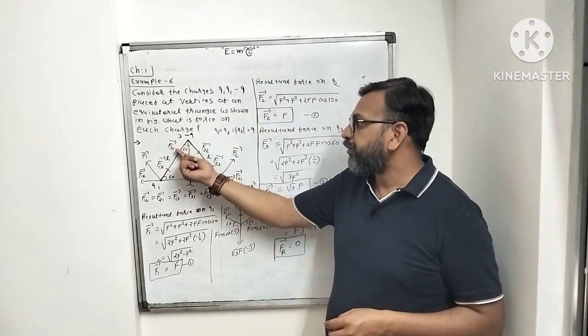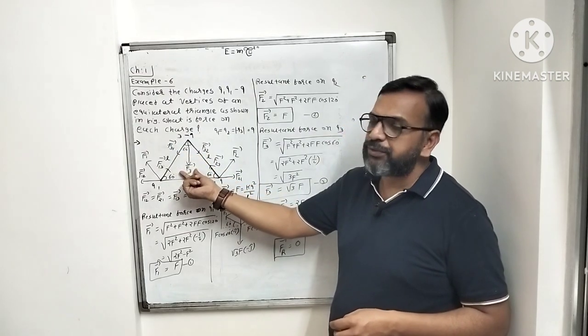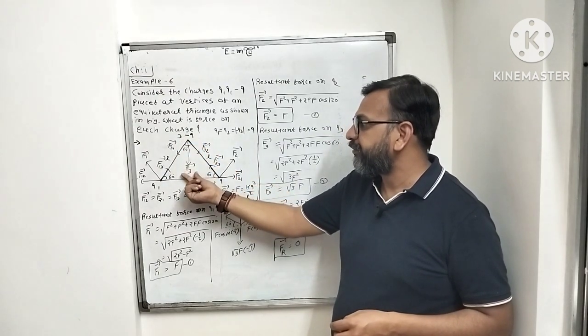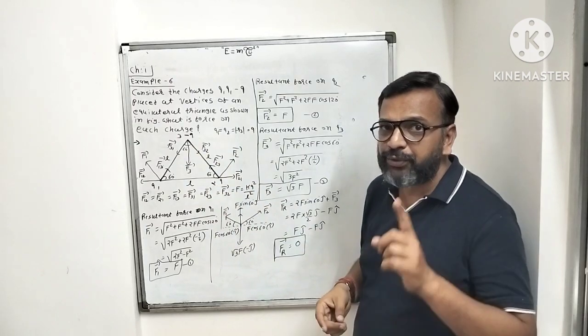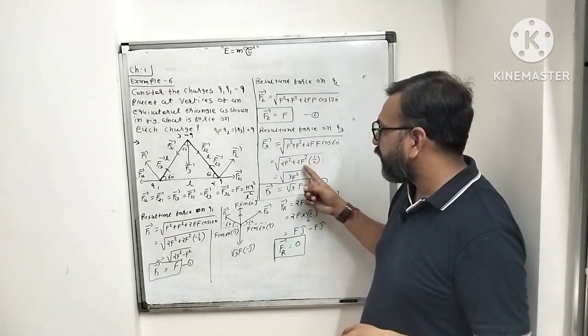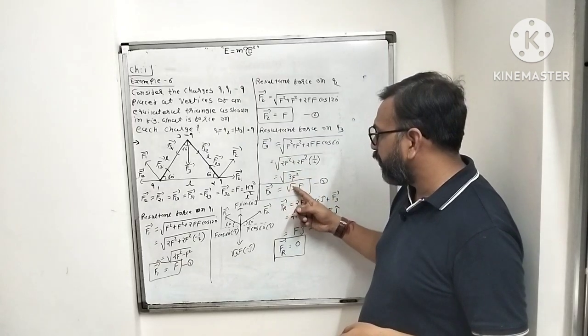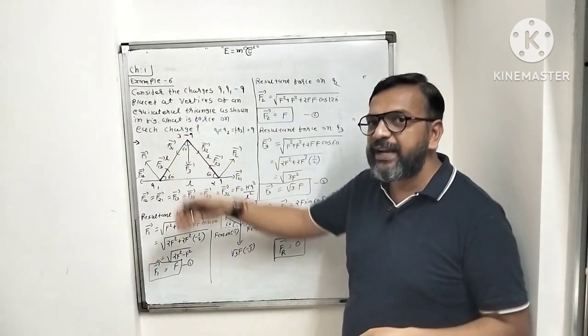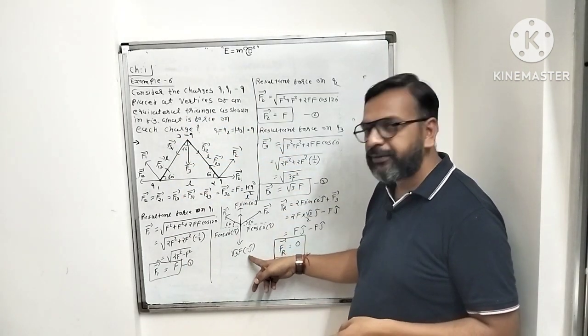For the resultant force on the negative charge, the angle is 60 degrees, not 120. So cos 60 is 1 by 2, the 2 cancels, and 2 plus 1 gives 3. So the resultant is root 3 F, and root 3 F is in the downward direction, therefore minus j caret.